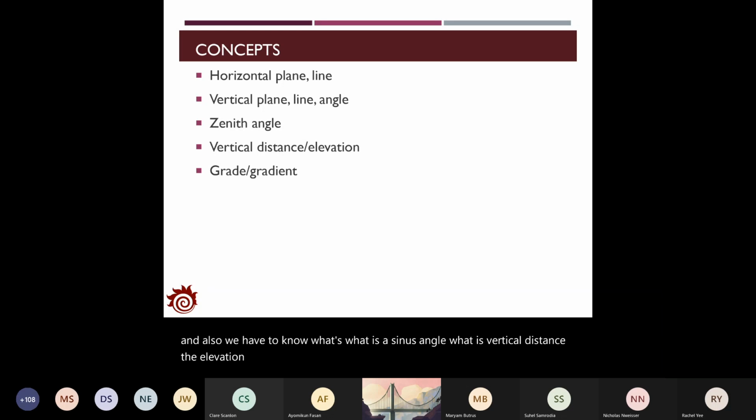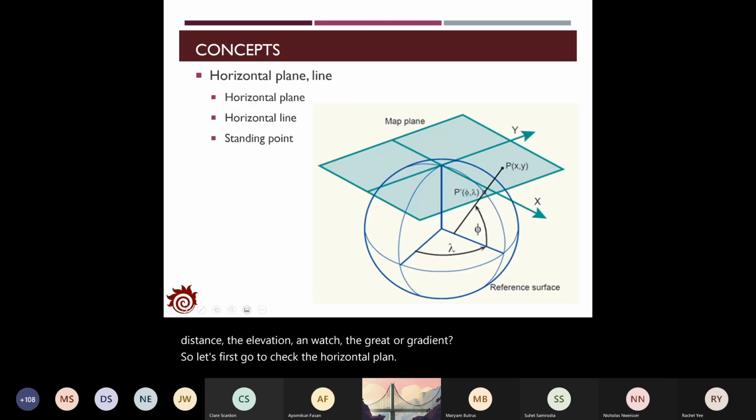So let's first check the horizontal plane. Basically, the horizontal plane is defined based on the shape of the Earth. Most of the time, if you check your surrounding environment, you can find that if the ground is flat, you can consider it a horizontal plane. And if we see the Earth as a ball, then the horizontal plane would be the plane that is tangent to the surface of the Earth. So the most critical concept is that it should be tangent to the surface.